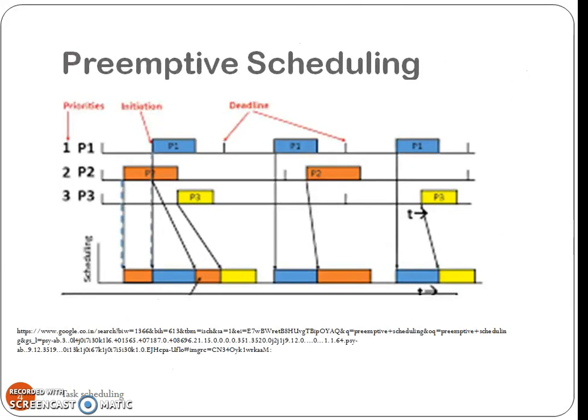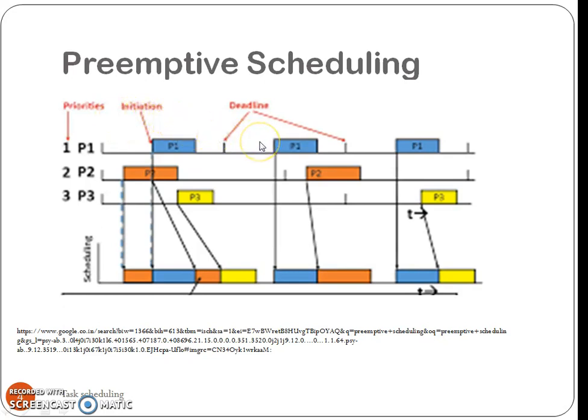So next is your preemptive scheduling, where highest priority task will be in the running state or will be getting the CPU time first. So this is the way of assigning the priorities, which is static or dynamic.